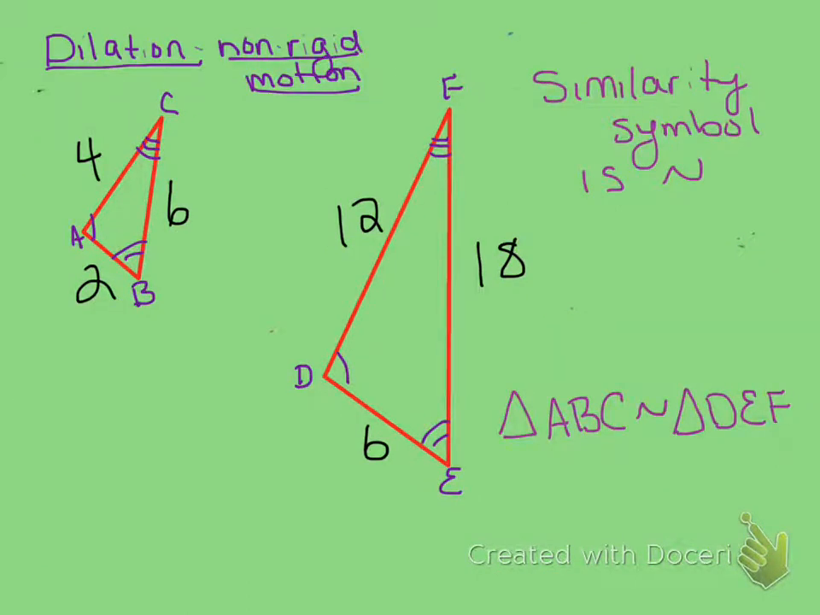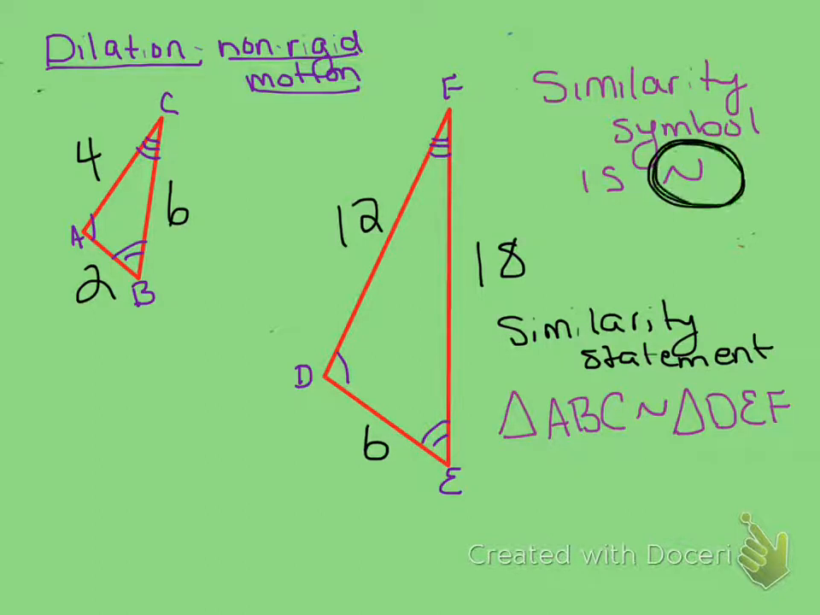Now, when we talk about these dilations and similarity, we have similarity statements, just like we had congruence statements. Now, we had the symbol for congruence. Now we have a different symbol for similarity. This is our similarity symbol. It's the squiggle without the equal sign.